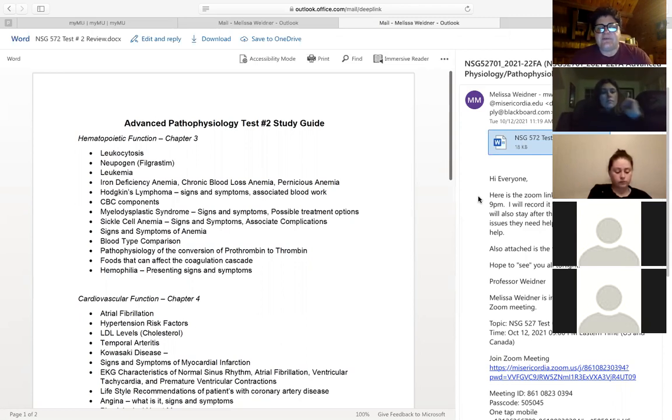And obviously we use it for patients who need bone marrow stimulation, or we use it in chronic kidney disease patients or chemotherapy patients. Be able to identify and tell the differences between iron deficiency anemia, chronic blood loss anemia, and pernicious anemia. I would just know the underlying reasons for each and what that might look like blood work wise.